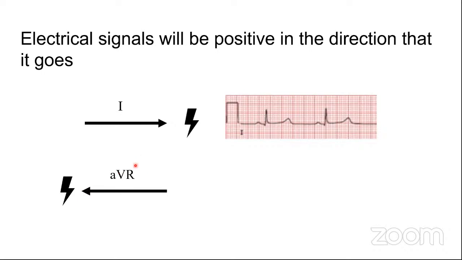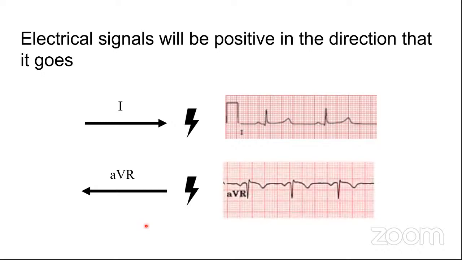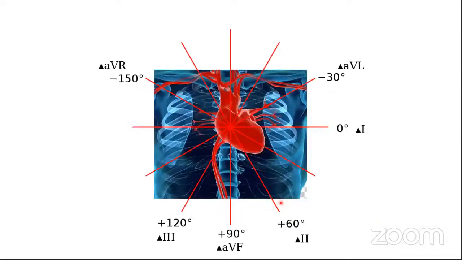Now, same deal with this lead here. If our electricity is moving in the opposite direction of the way the lead's pointing, then our signal is going to be negative. And so in a normal heart, we often do see this pattern where it's positive in lead 1 and negative in AVR.